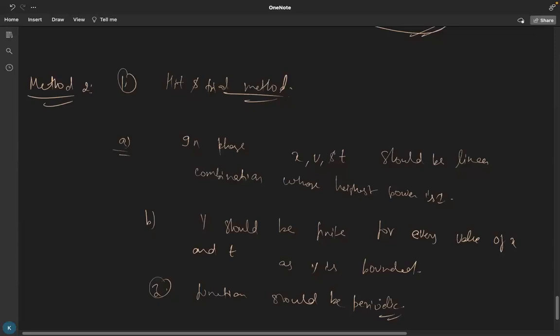The function should be periodic. If the function is not periodic, the given equation is not the equation of a wave. If y is not finite for every value of x or every value of time, then the equation is not the equation of a wave. These are the things you have to keep in mind.